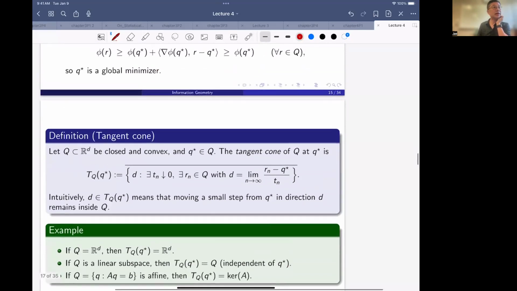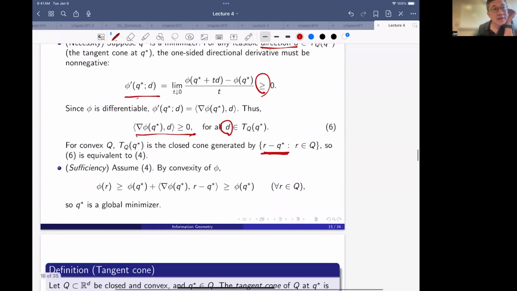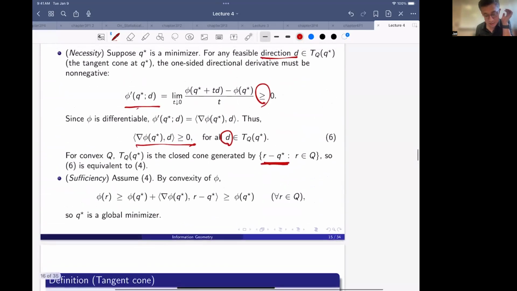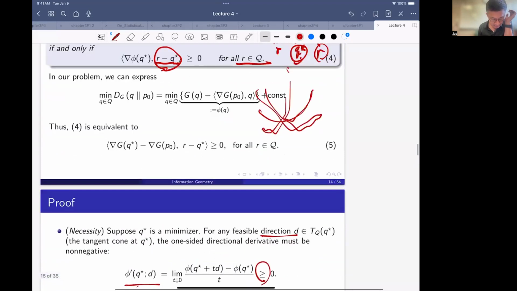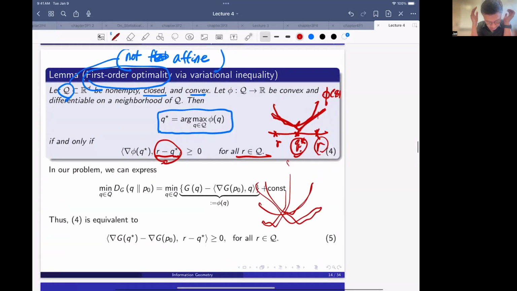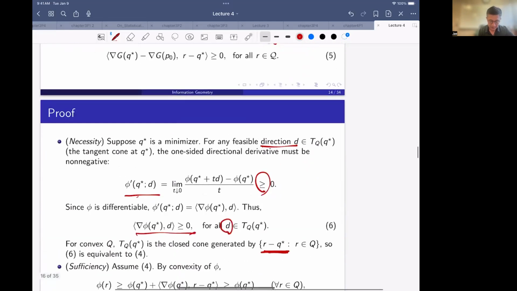Here, Q star is argmax or argmin? In the lemma it is stated as argmax, but it should be minimum. Yeah, absolutely right, it's just minimum. Thank you. That's right, convex, so it should be argmin, not argmax.